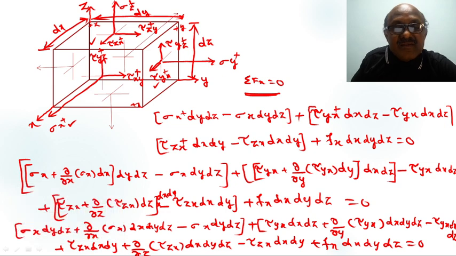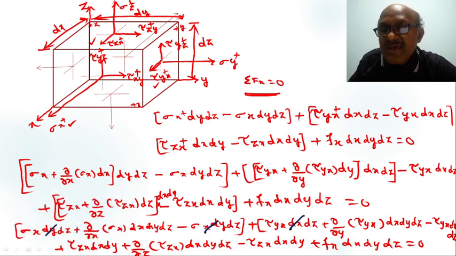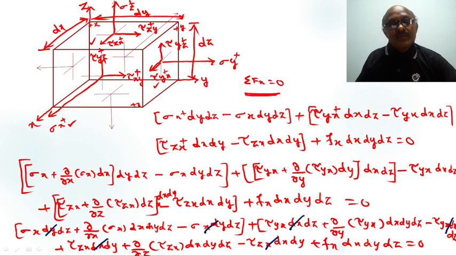Here this term and this term cancel out, here also this term and this term cancel out, here also this term and this term cancel out. Also divide this equation on both sides, that is left hand side and right hand side, by dx dy dz. Now I will write in the next page.